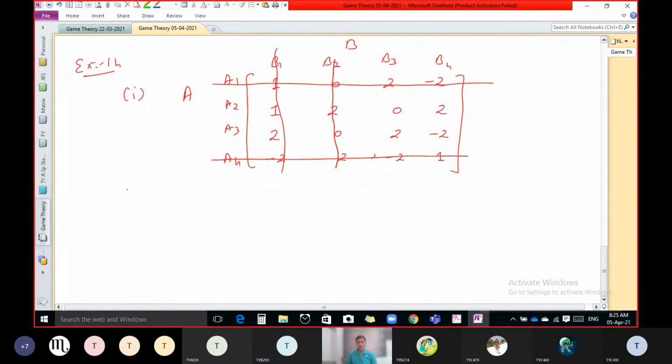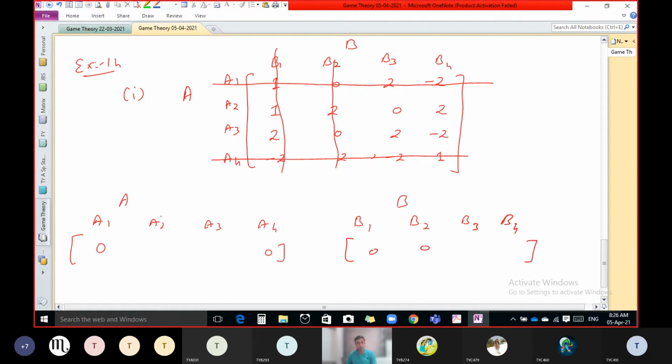So here, if you want to write, see, the probability of A1 is 0. A1, A2, A3, A4: the probability of A1 and A4 is 0 because we have to remove those. For player B, B1, B2, B3, B4, these are 4 strategies. And the probability for B1 and B2 is 0.